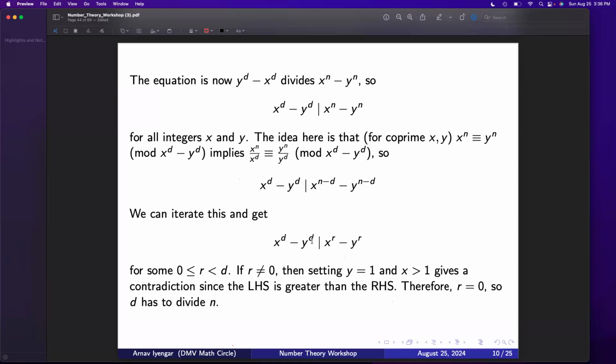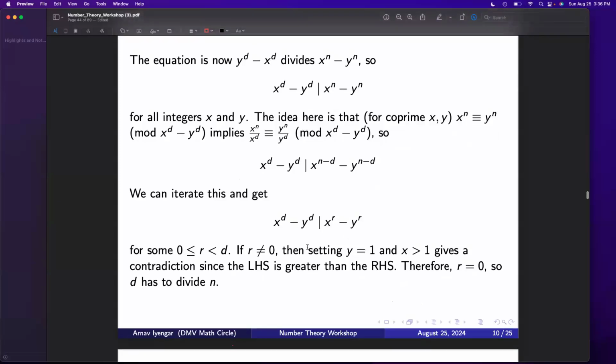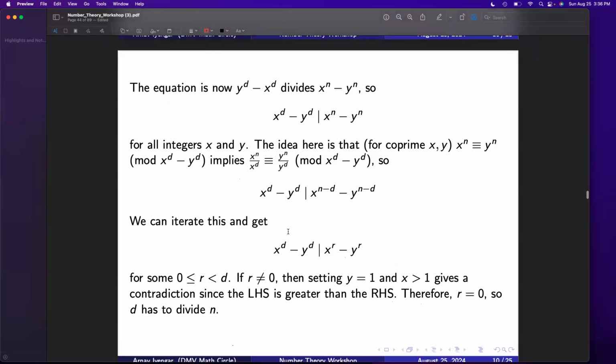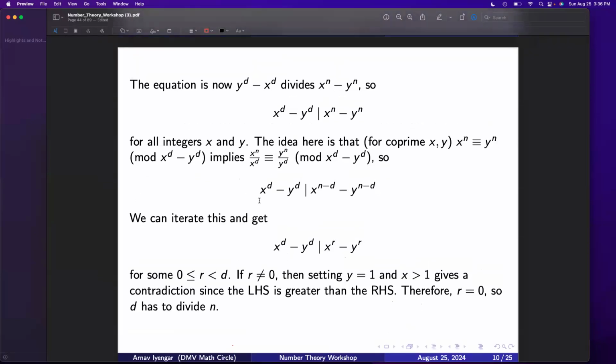And this is right. So a simple way to do it is just by setting y equals 1, because the left-hand side is always going to be greater than the right-hand side for x greater than 1. So this means that the right-hand side is going to have to be 0, because both sides are going to be non-negative. And this obviously means, since x and y are not equal, that r has to be 0 and therefore d divides n. Now from this idea, how a minus b divides a to the k minus b to the k, d dividing n also has to work.